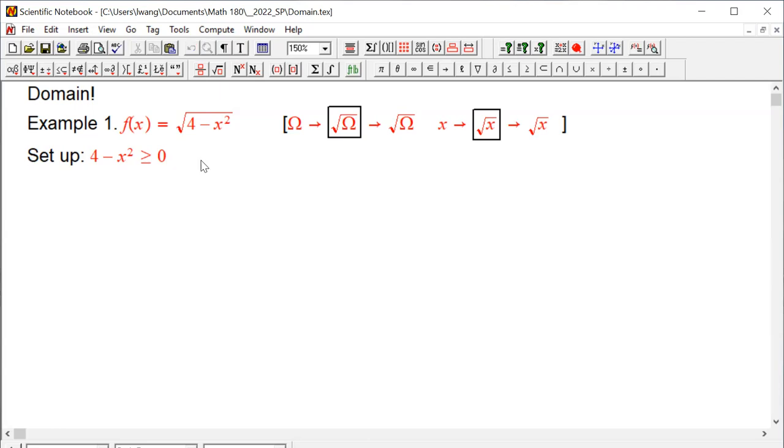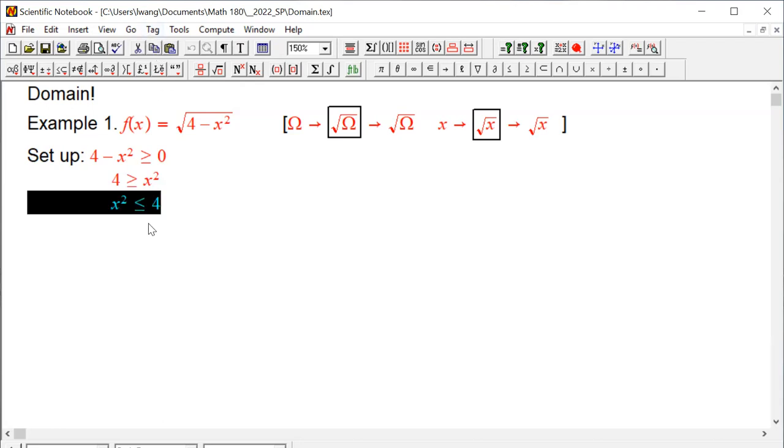Apparently this is a quadratic inequality. We have talked about many different techniques of solving quadratic inequalities, and of course, we're going to use the simplest one possible. So we're going to have 4 greater than or equal to x squared, or if you like, you can write it this way, x squared less than or equal to 4. Either one is fine, it's just a matter of habit.